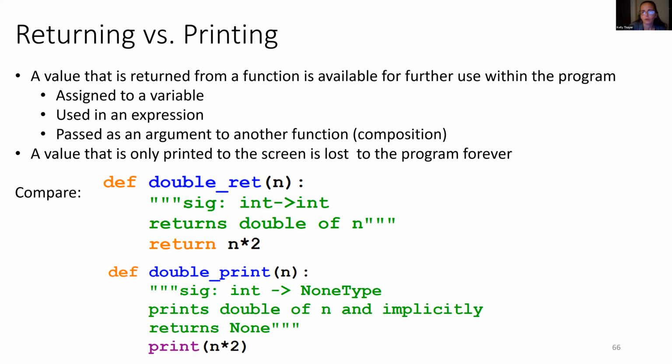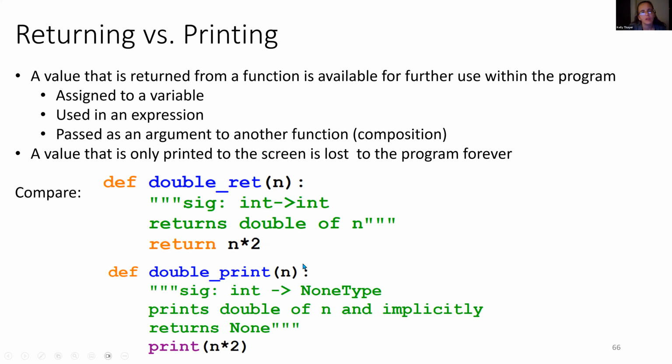So you have to remember, printing something on the screen just means changing the shapes, the colors of certain pixels on your screen in the shape of letters and numbers. That is not sharing information with your program. So let's compare these two functions. Here we have double return, and here we have double print.